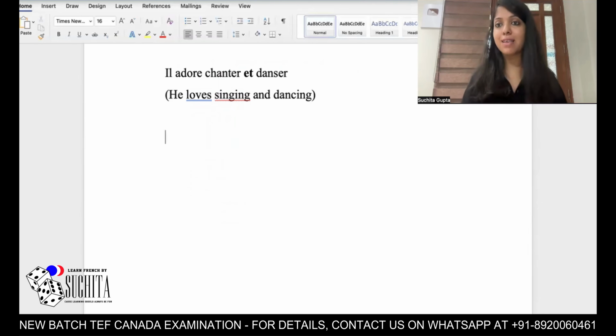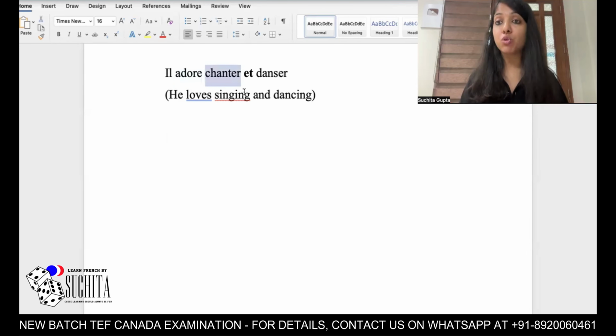Let's look at our second example, which is il adore chanter et danser. He loves singing and dancing. Again, the conjunction which has to be negated is et. By using et, I have joined two things, singing and dancing, chanter et danser. Now, I have to negate it. For negating, we have to search for the verb in our sentence. The verb is adore. Before this verb, I'm going to put ne. And then search for the first thing in your sentence. The first thing is chanter.